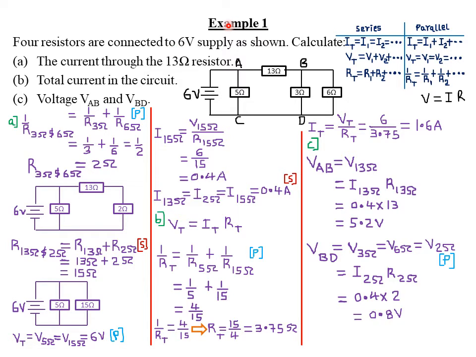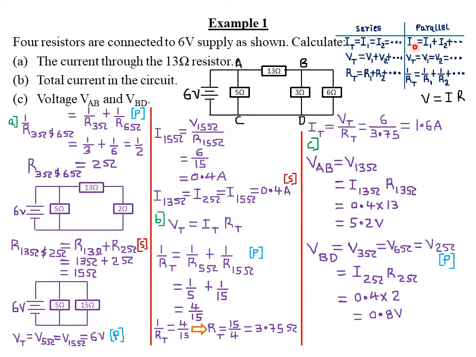So today we are looking at further examples involving current electricity too. Let's deal with our first example, which reads that 4 resistors are connected to a 6-volt supply as shown in this diagram. We are required to calculate the current through the 13 ohm resistor.